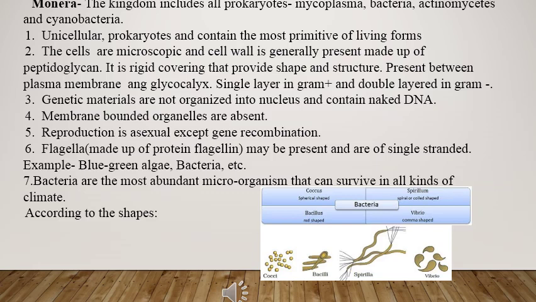According to shape, we can divide bacteria into different forms. For example, a spherical shape is known as coccus. Spirillum is spiral in shape. Rod shape, for example, bacillus. And comma shape is the vibrio bacteria.